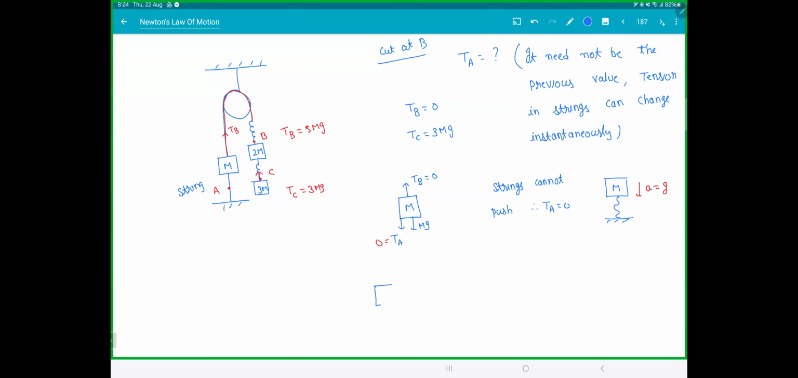And then if you draw the FBD of 2m, this is TB, which became 0. Your own weight is 2mg. You have TC, which is 3mg. So 5mg is pulling down. So acceleration of 2m will be total force 5mg by 2m. That is 5g by 2.